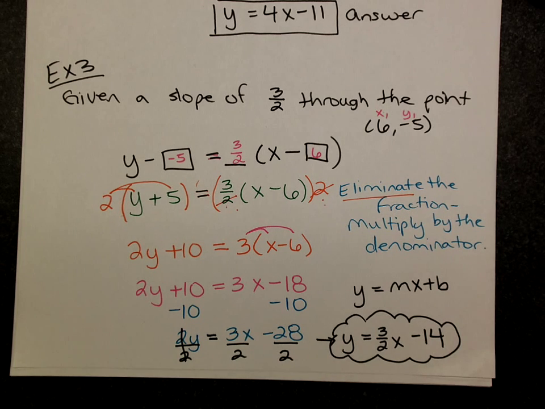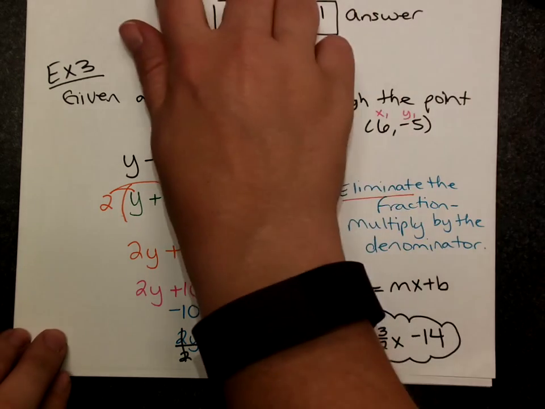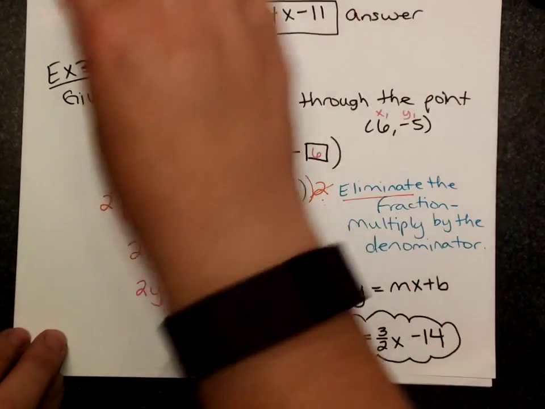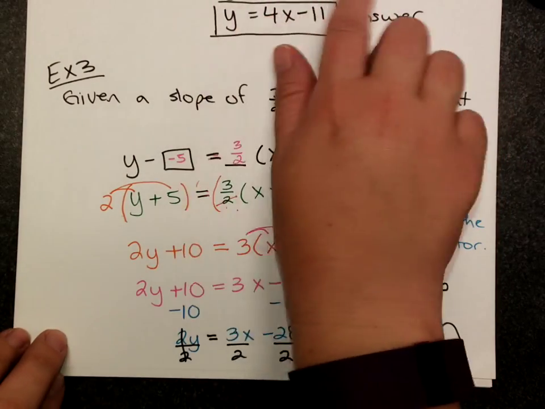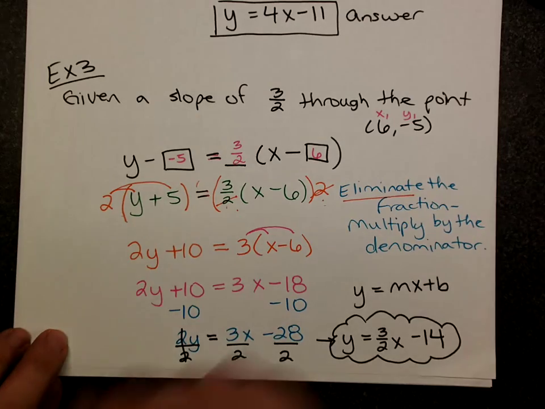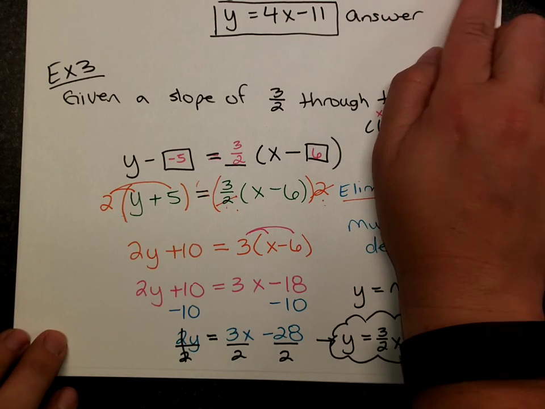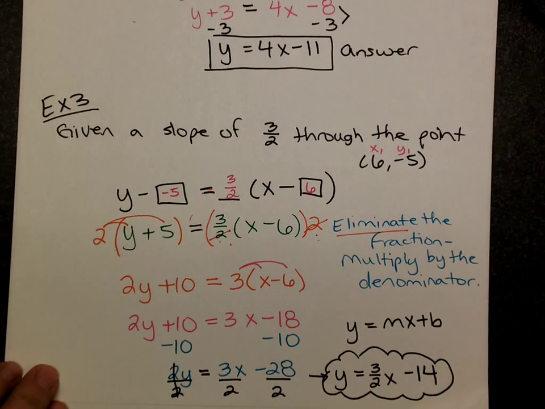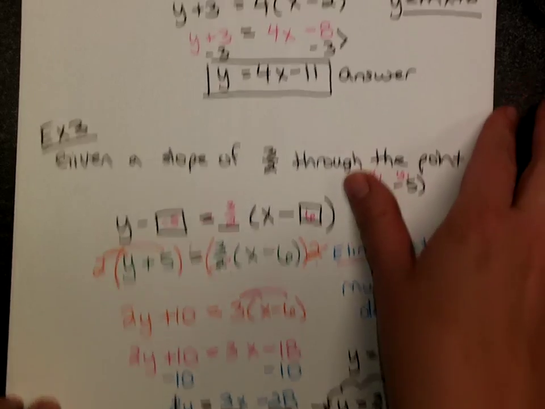Alright, so when you're given the point and the slope, you use point slope form and you plug in all your values, work through it carefully, watch your negatives, and we end up with y equals mx plus b. A couple more examples of that. Now we're going to do something a little bit different.